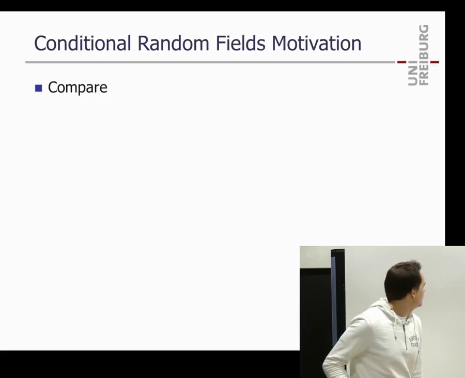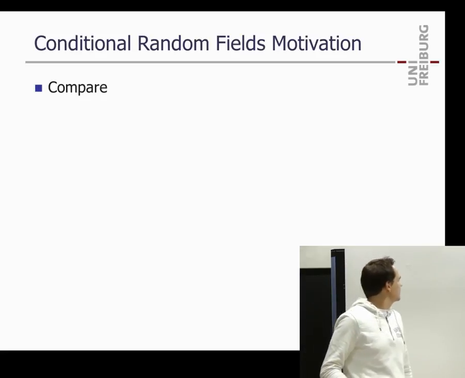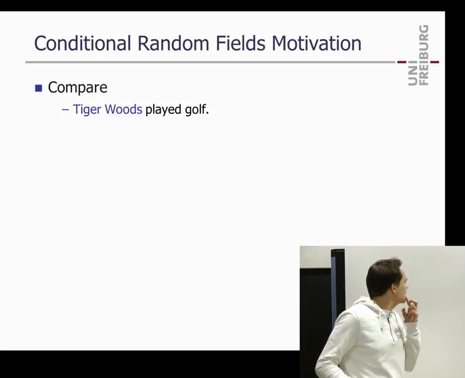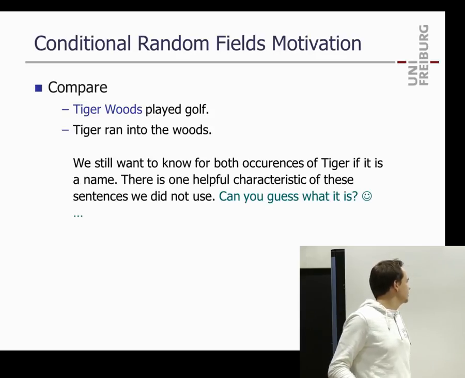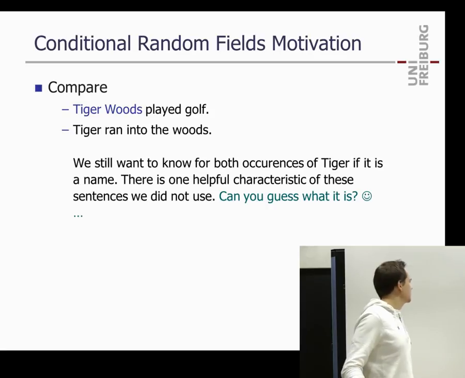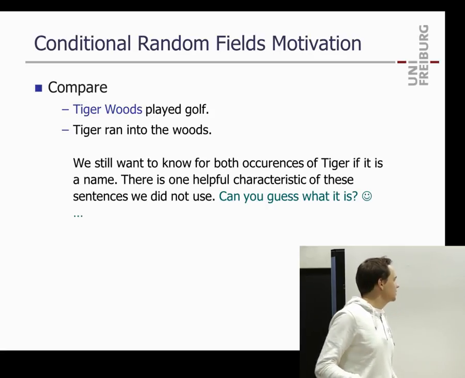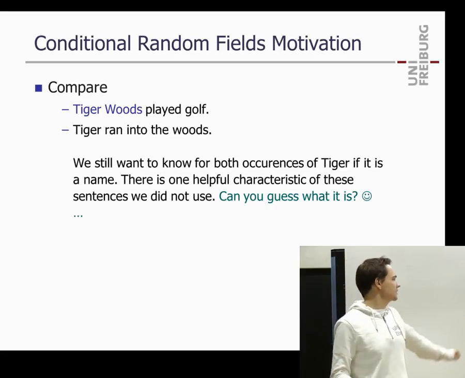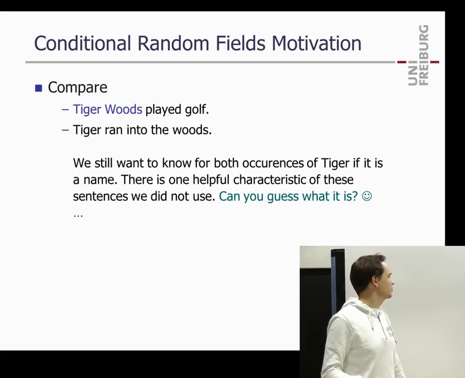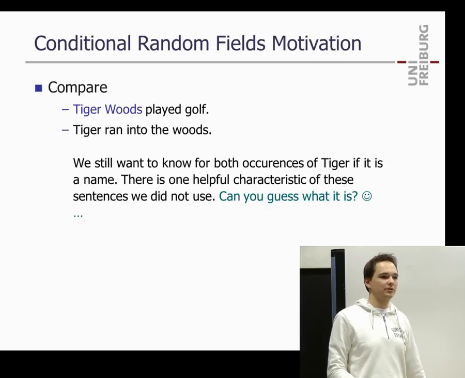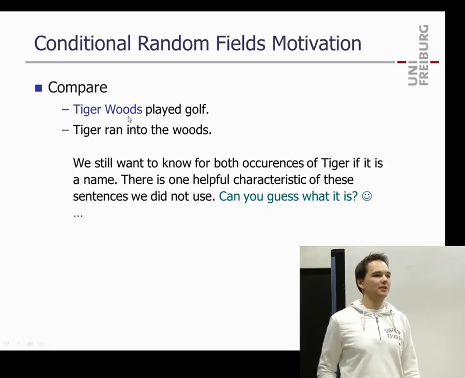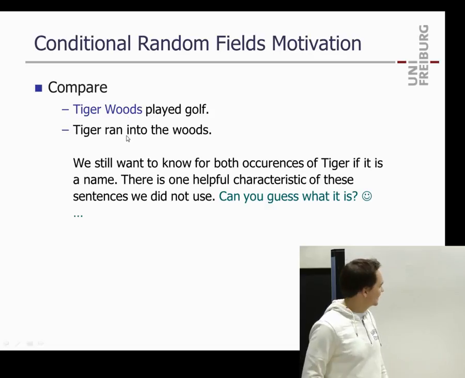Okay, now our last algorithm. If you compare the two sentences, Tiger Woods played golf and Tiger ran into the woods, we still have the same question: where is it a name and where is it not a name? Now, there's a helpful characteristic of the sentence we did not use to find out which one is a name. Can you guess which characteristic we did not use? The color of highlighting was not considered.